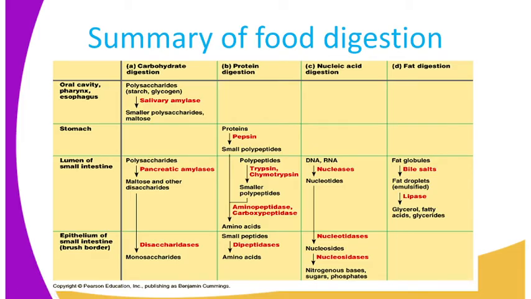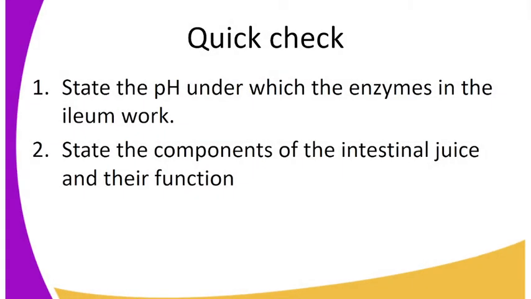And I will require you to do the following assignment. Assignment number 1, state the pH under which the enzymes in the ileum work. And number 2, state the components of the intestinal juice and their function.